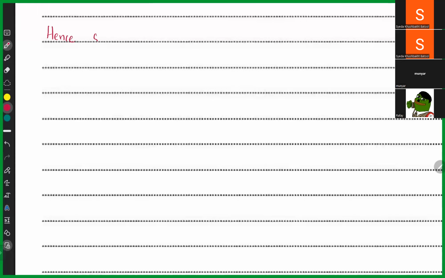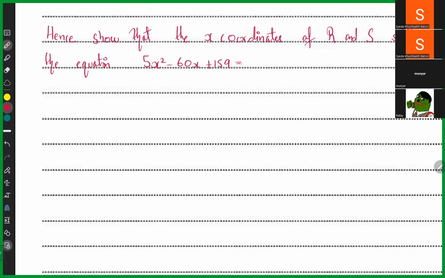Hence show that the x coordinates of R and S satisfy the equation 5x squared minus 60x plus 159 equals 0.